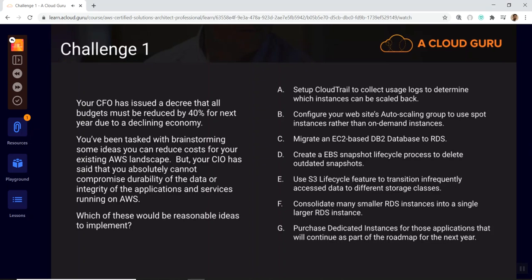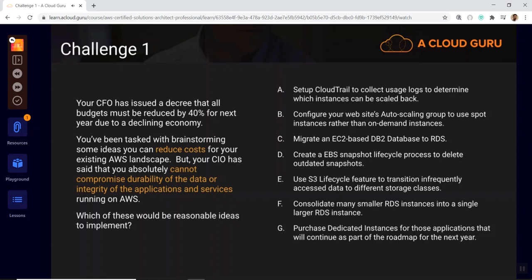All right, welcome back. One of the things I like to do with questions first is try to extract what we're really asking here. So I think there's a couple different points here. Number one, we're being asked to reduce costs, but we can't compromise the durability or integrity of the application. So those are kind of our bounds. So I'm going to start going through the answers here in no particular order. I'm going to kind of jump around just because that's what I feel like today.